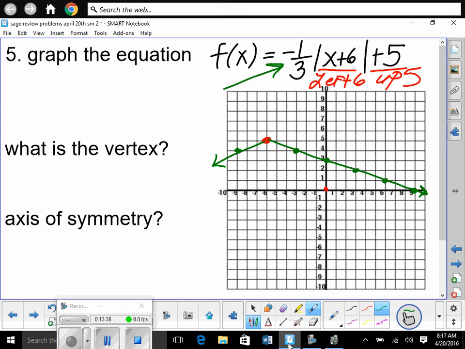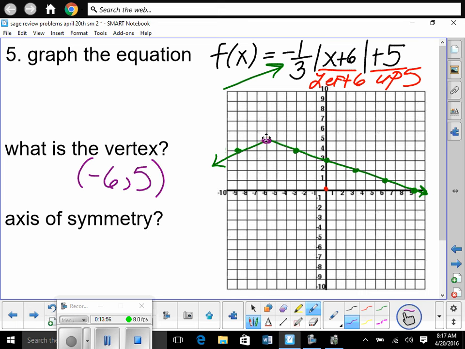Okay, so it says, what is the vertex? Isn't vertex the highest or lowest point? Yes, right? For all functions. So isn't this my vertex? So that's at -6, up 5. You're going to see this on your quiz. Our vertex is at (-6, 5), right?